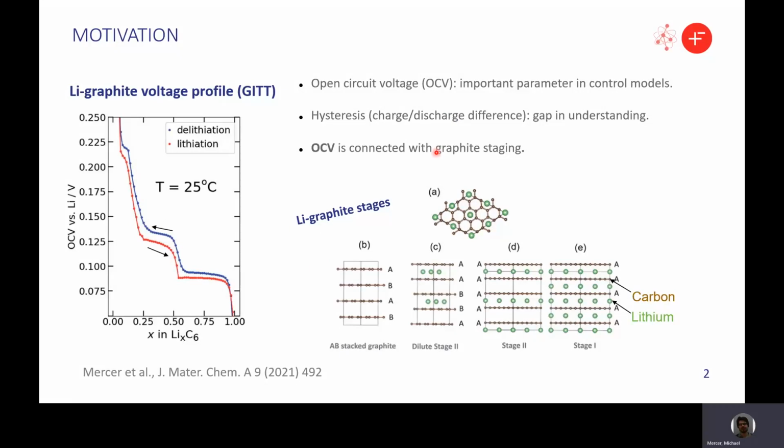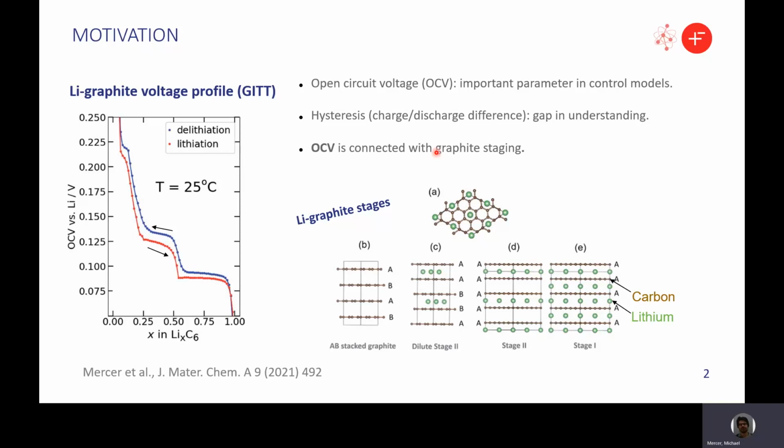So, the primary motivation for this work is the fact that the open circuit voltage is a very easy parameter to measure. And it's very important in applications in control models, for example, in determining the state of charge in battery management systems.